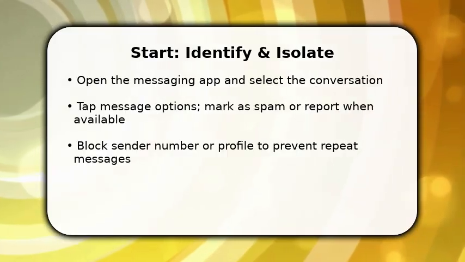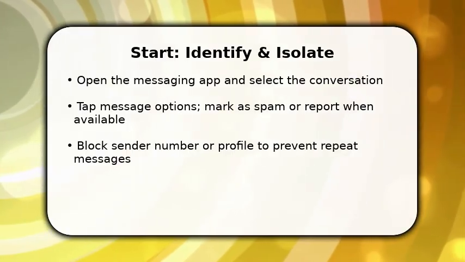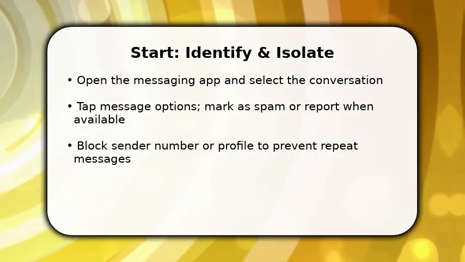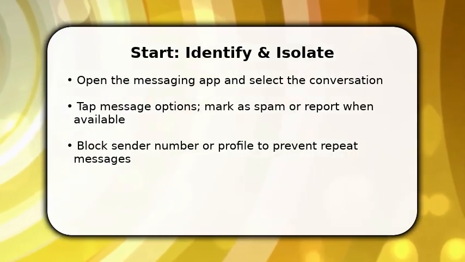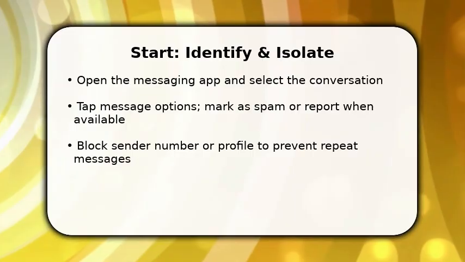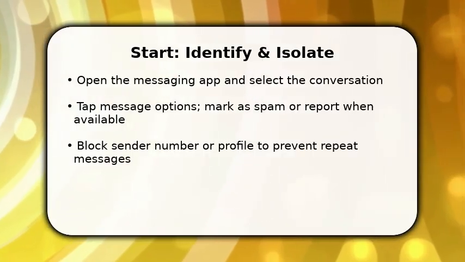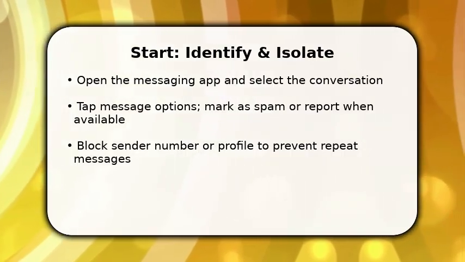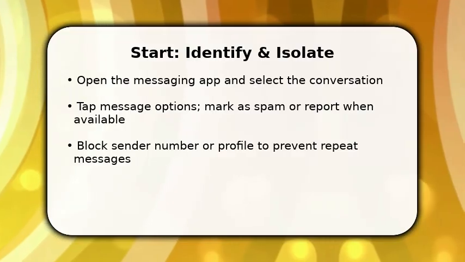You begin by locating the unwanted message and isolating it so it can't distract you further. Once the conversation is open, use the message or contact menu to choose report or mark as spam. This notifies the provider and can train filters. Next, block the sender's number or profile so new messages from that source stop arriving.